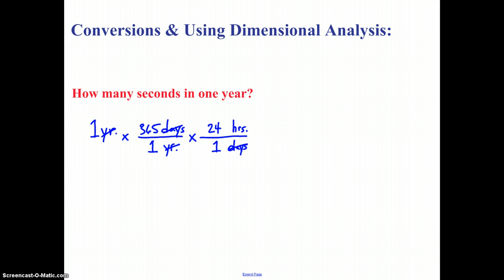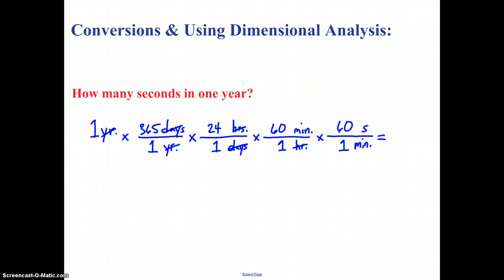We need units of seconds. Most of us would then go hours to minutes. And of course, 1 hour is 60 minutes. Hours cancels. And then lastly, converting from minutes to seconds. To get rid of minutes, minutes would have to go in the denominator. And seconds would go in the numerator. And we all know 1 minute is 60 seconds.